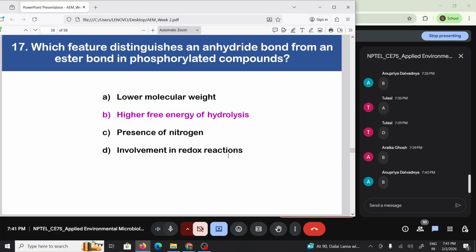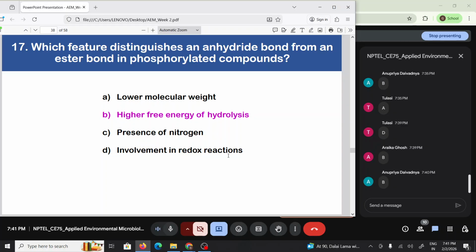So here, when we talk about anhydride bonds and ester bonds in phosphorylated compounds, phosphorylated compounds are going to be AMP, ATP, and all those. When we talk about the anhydride bond, it's mostly present in molecules like ATP. Phosphorylated compounds, as we saw, we use for energy storage, right? We store energy in the form of ATP, and we break down the ATP to release the energy and utilize it for other metabolic reactions.